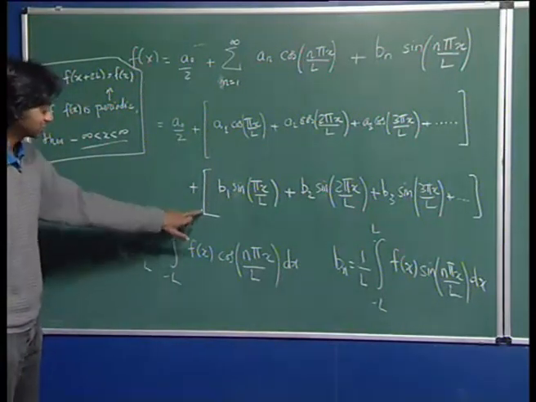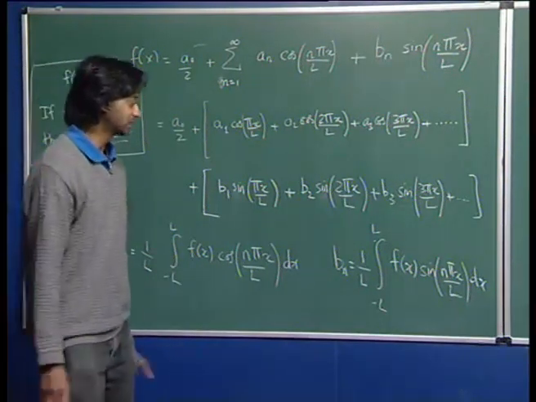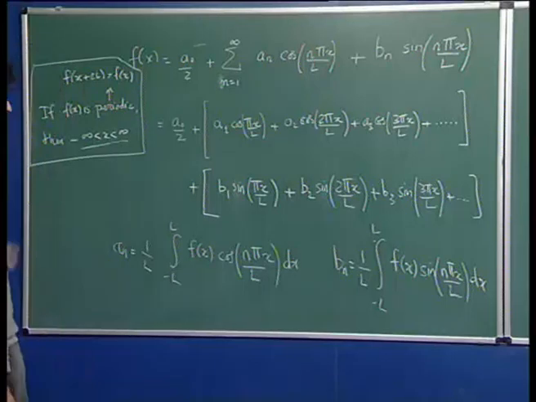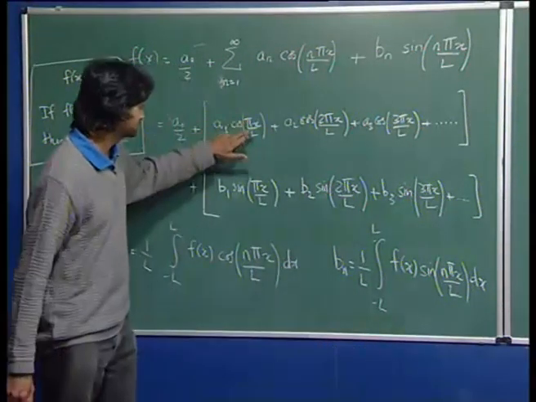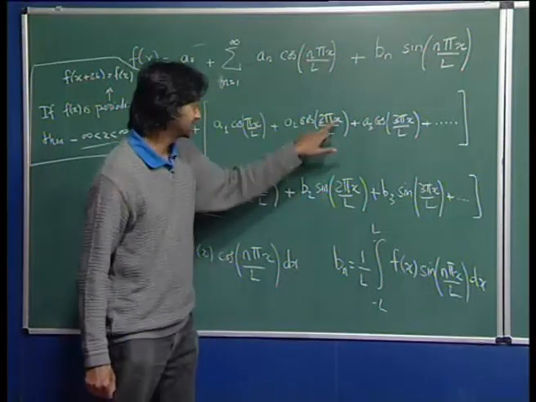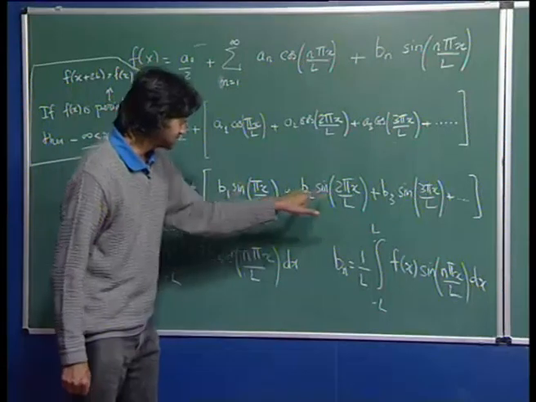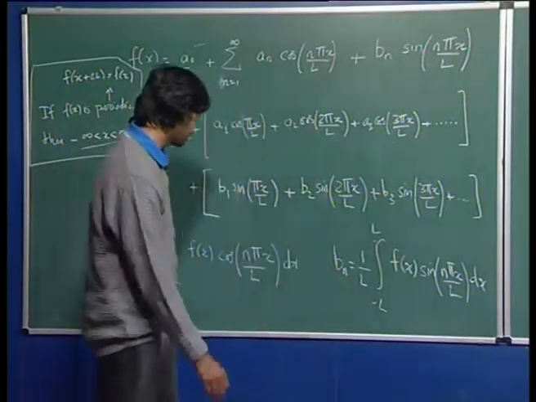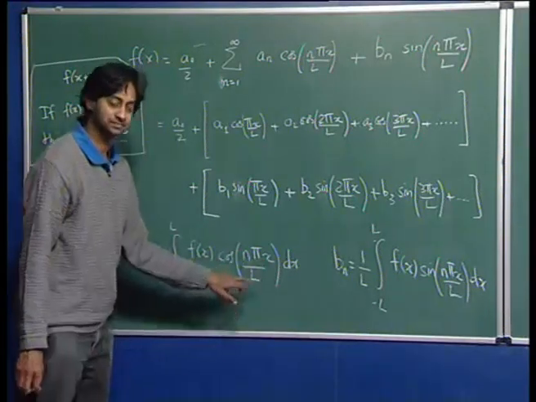Now, imagine that L goes to infinity. So this seems to go from minus infinity to plus infinity. Something else happens. If you look at all these terms, this is pi x by L, 2 pi x by L, 3 pi x by L, and so on. So the various terms here are of the form n pi x by L.